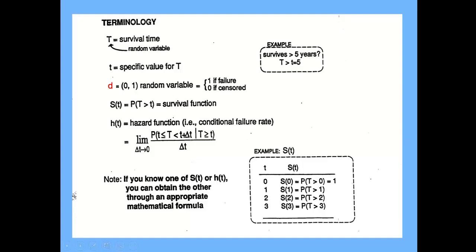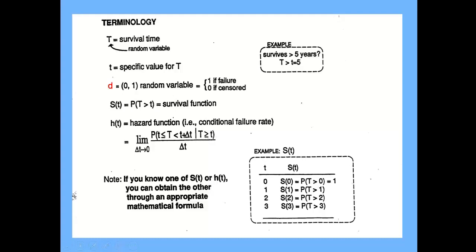What's the probability that a person's survival time is between time t, a specific time t, and time t plus a little bit further than time t, a little bit after time t? What's the probability that somebody failed in this interval between time t and t plus delta t? That's what that says. And what does the thing on the right say?